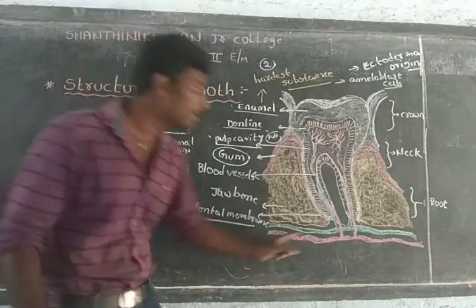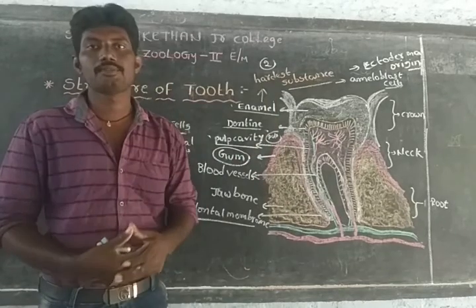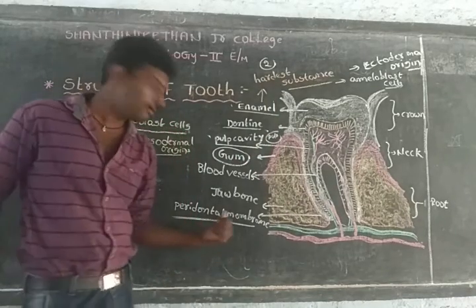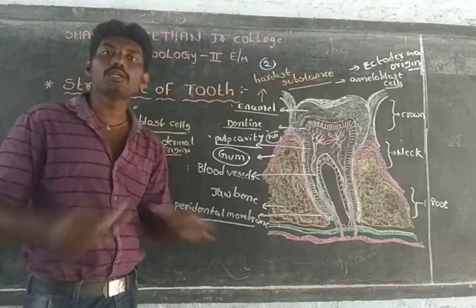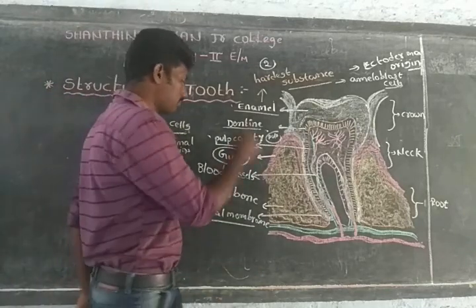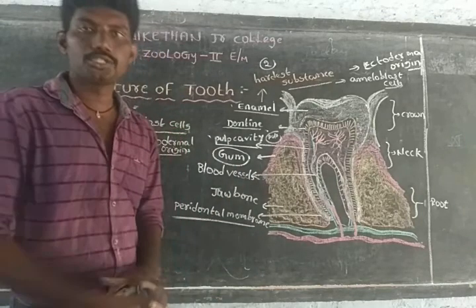The root is embedded into the socket of the jawbone. It is helped by which membrane? The periodontal membrane. And the root is totally covered by the gums. This is the structure of the tooth.